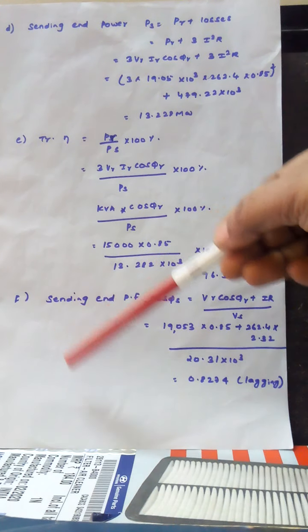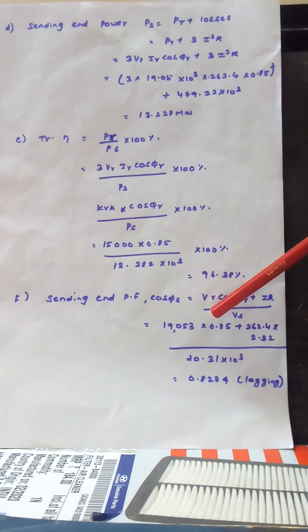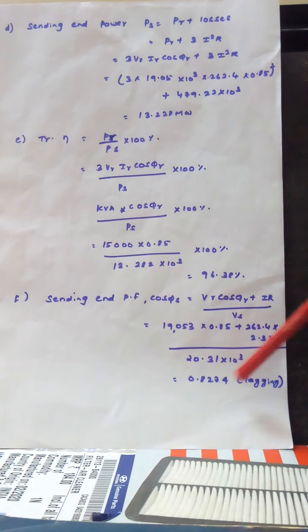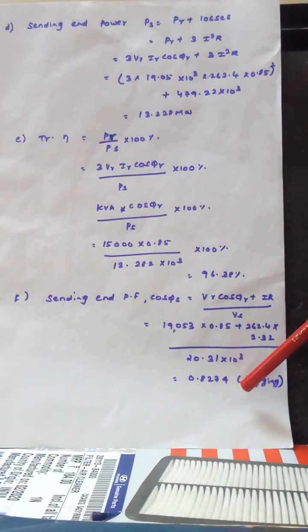So we are getting 96.38%. Next, the sending end power factor cos phi s is equal to (VR cos phi r plus I into R) divided by Vs. Substituting, we are getting 0.8274 lagging.